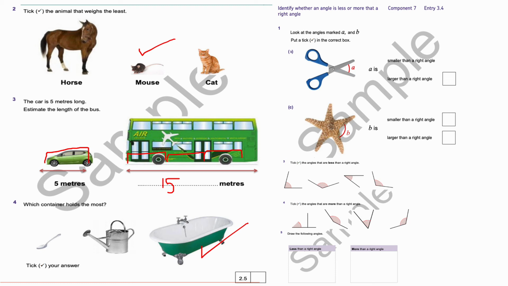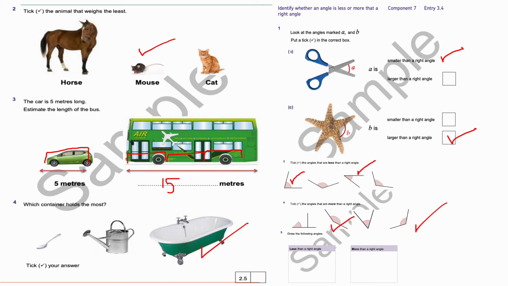Okay. Next section, component 7 now. Identify whether the angle is less or more than a right angle. Component 7, entry 3.4. Question 1. Look at the angles marked A and B. Put a tick in the correct box. Angle A is smaller than a right angle, so that one's what I call an acute angle. Okay, this one is larger than a right angle. Okay, visibly. Tick the angles that are less than a right angle. Well, that is and that is. The rest are not. Tick the angles that are more than a right angle. That definitely is and that is.